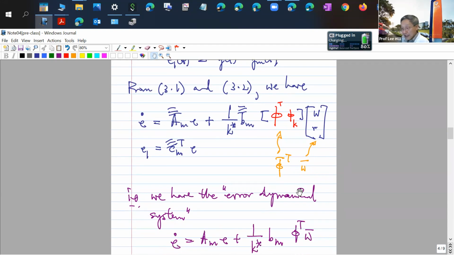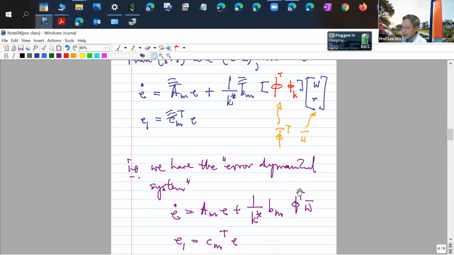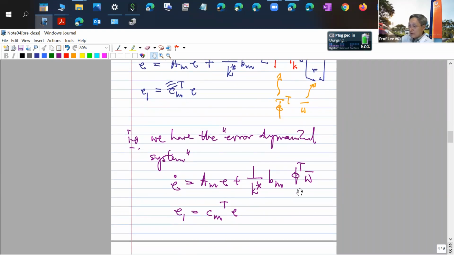conceptually, I've now reached this stage whereby I have this and I can write it out in this particular form. But be very, very careful. So conceptually, it now looks like this. These are the non-minimal realization. So conceptually, you can write it down.